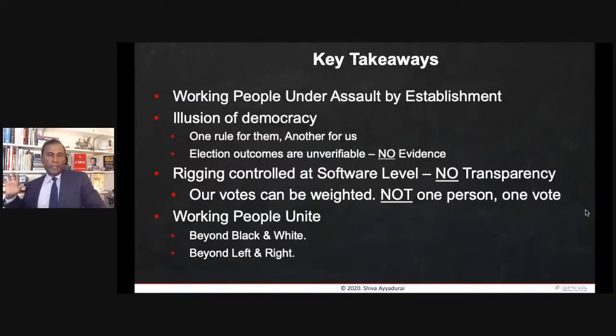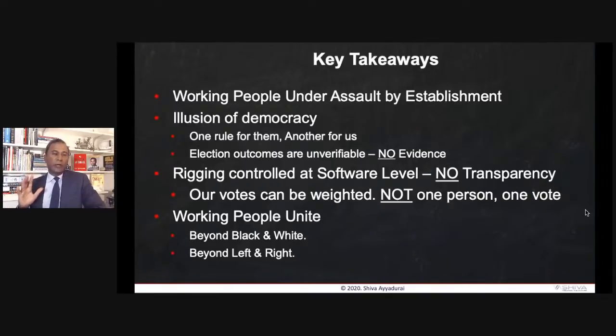The second point I want to make is we have an illusion of democracy. And what that means is there's one rule for them and another for us, okay? They can get away with murder. They all get together. When we start exposing election fraud, you'll see whether it's the liberal media or the right-wing, quote unquote, right-wing media, they're all coming together because they've all been involved in this election fraud.